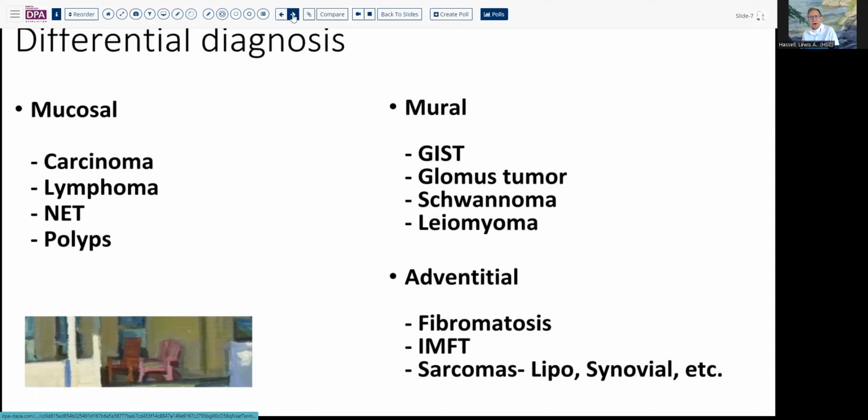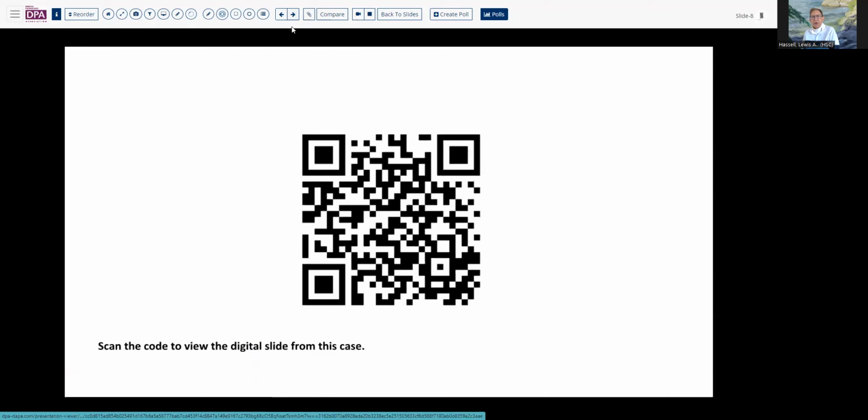So let's take a look at our case, which was not deemed amenable. Mucosal biopsies were unsuccessful in demonstrating the lesion, and so the patient came to resection. If you'd like to look at the slide here, you just scan the QR code here, and you can view the slide along with me as you listen or watch.